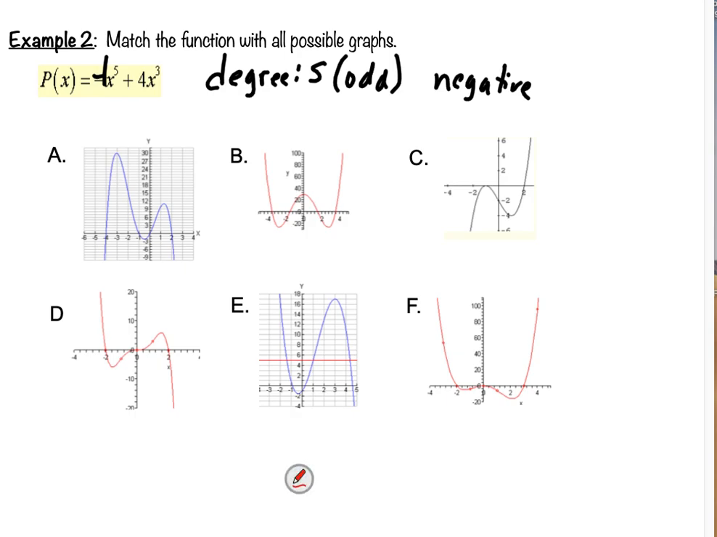And then we have to think, does it start down and go up, or does it start up and then go down? I always have in my brain the picture of y equals x to the 3rd. y equals x to the 3rd looks like this. It starts down and goes up. So I always know that's the positive one. So for the negative one, this has to start up and then go down.